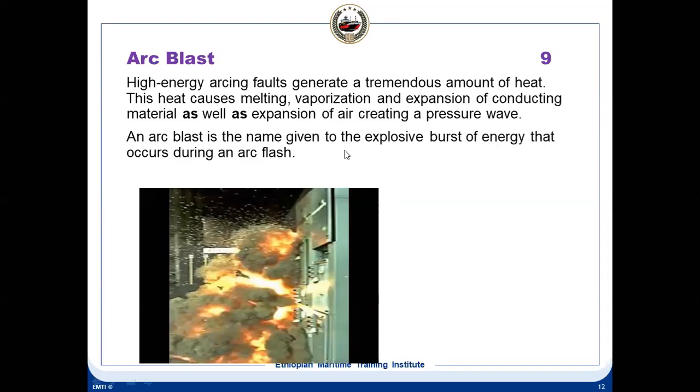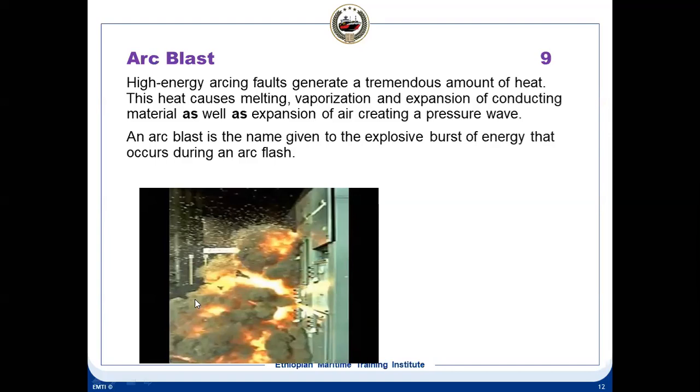Arc blast is the name given to an explosive burst of energy that occurs during an arc flash. For example, as I told you, with star delta starters, sometimes you'll find this sort of thing. If the star and delta contacts are not released, in fact, first your star should make and then delta should release, but if both of them are holding, you'll find there's an arc flash. It can become an arc blast. The starter panel can blow off.